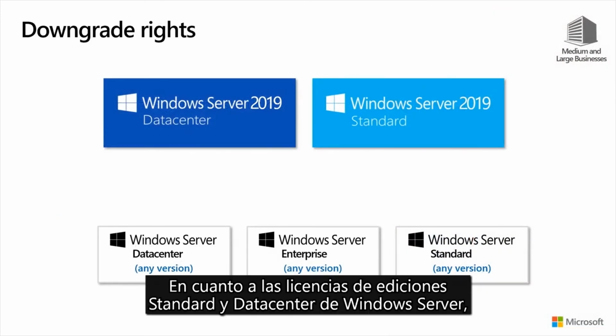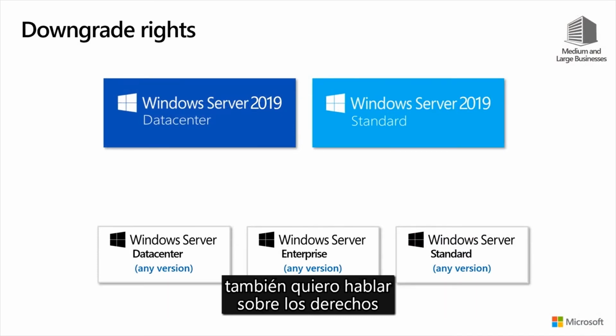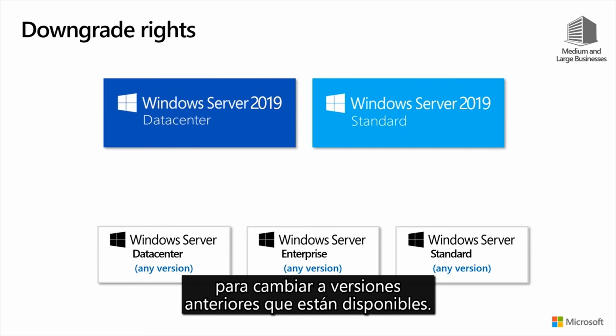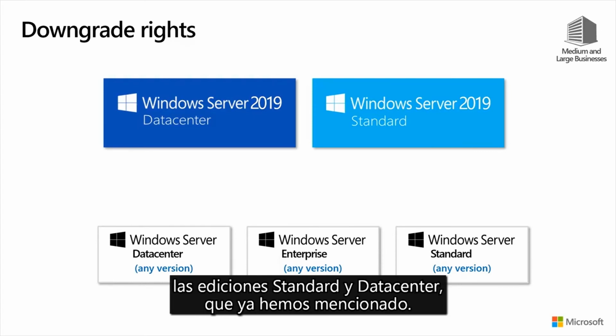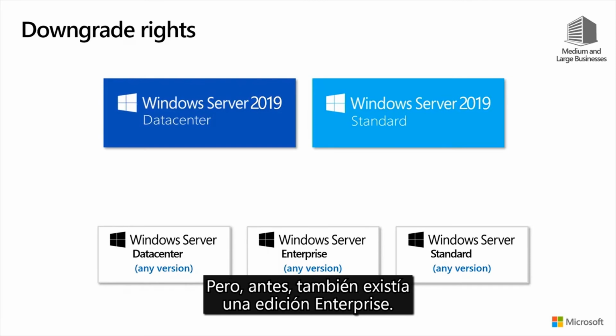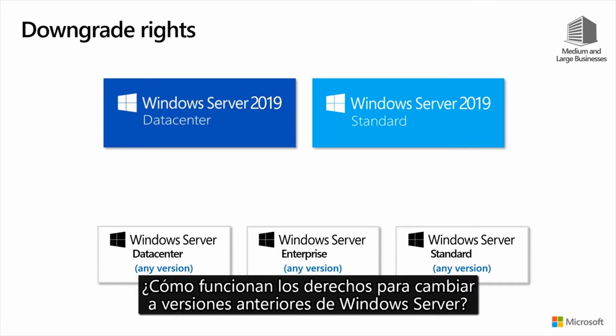The next thing I want to cover with respect to licensing Windows Server Standard and Data Center editions are the downgrade rights that are available. If you look at this slide, you can see that today we have just 2 editions of Windows Server for medium and large businesses, the ones we've been talking about, Standard and Data Center Edition. But in the past, there was an Enterprise Edition as well. So how do the downgrade rights for Windows Server work?